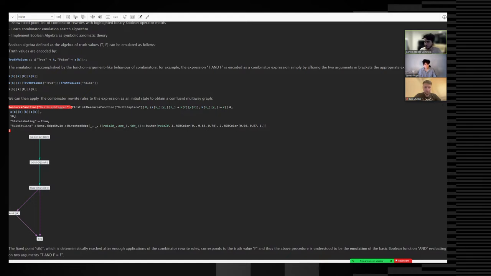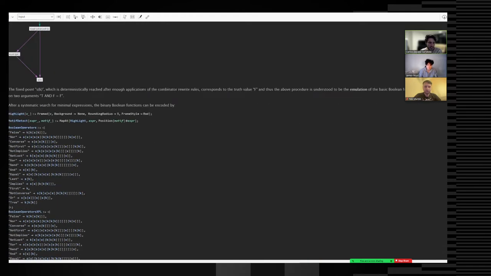And any other expression might or might not be meaningful in terms of Boolean algebra. But the game here is to find the correct ones that can be passed arguments that then produce a correct either K or SK output, right? And so after a systematic search, we find this list of correspondences.